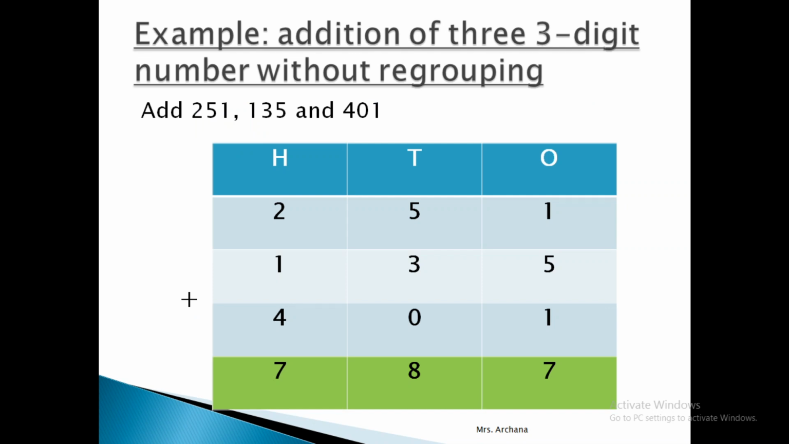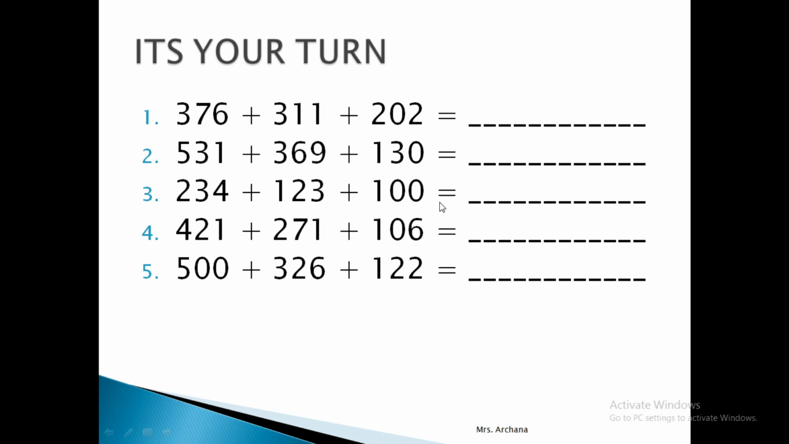This is the example. Let's see what is happening here. Add 251, 135 and 401. First step, you have to do what? You have to arrange the numbers. Let's arrange it. This is ones place, this is tens place, and this is hundreds place. So you have to arrange the numbers according to their places. This arrangement I have already done.